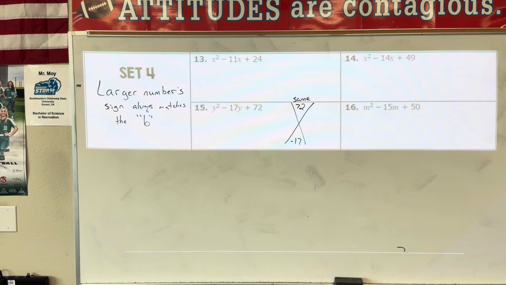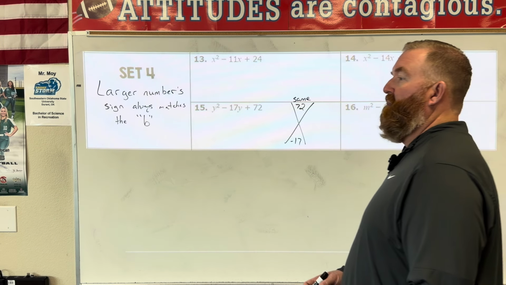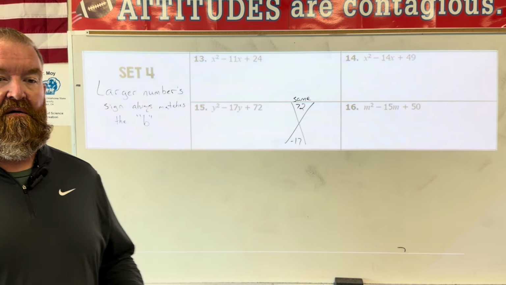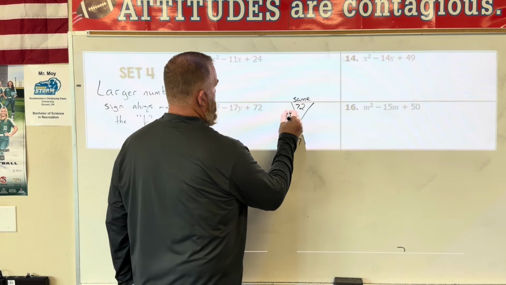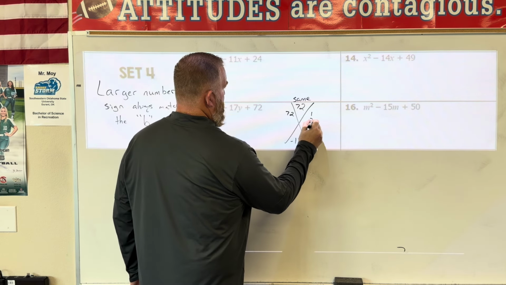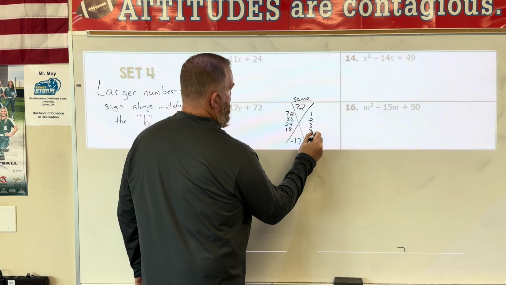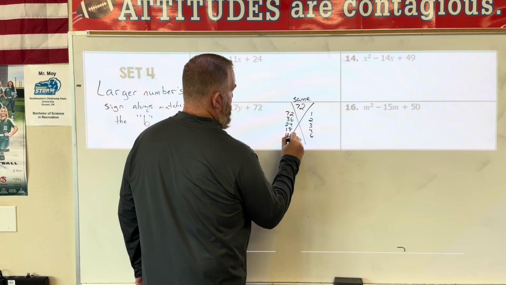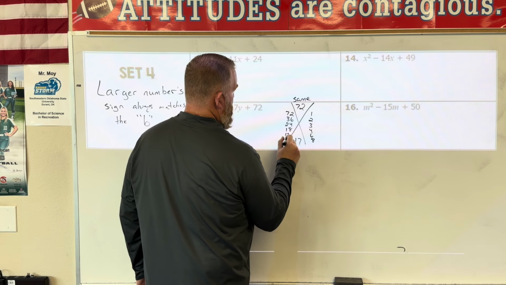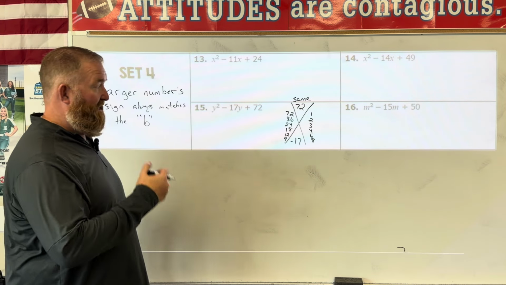72, I think, has quite a few factors. 1, 2, 3, 4, 6, 8. Yeah, there's a lot of them. Okay, 72 times what, guys? 1. 2 times what? 3 times 24. 4 times 18. 5 times, nope. 6 times 12. 7 times. 8 times 9. Yeah, there's a lot.